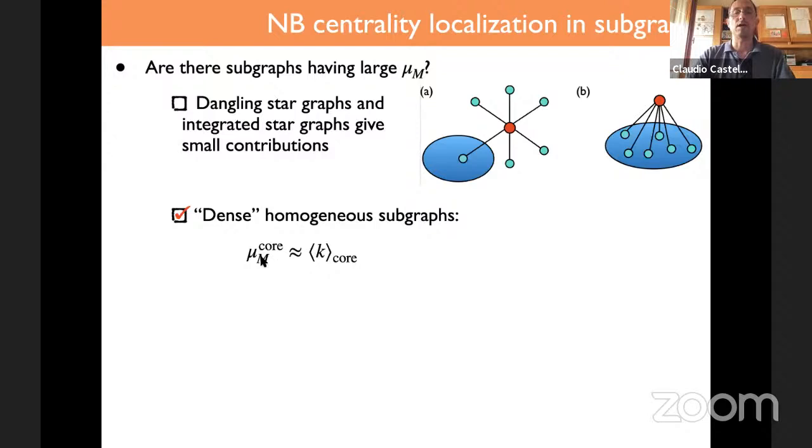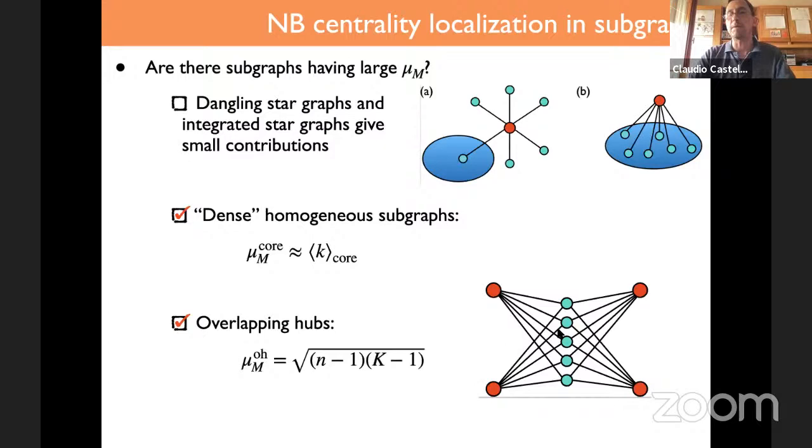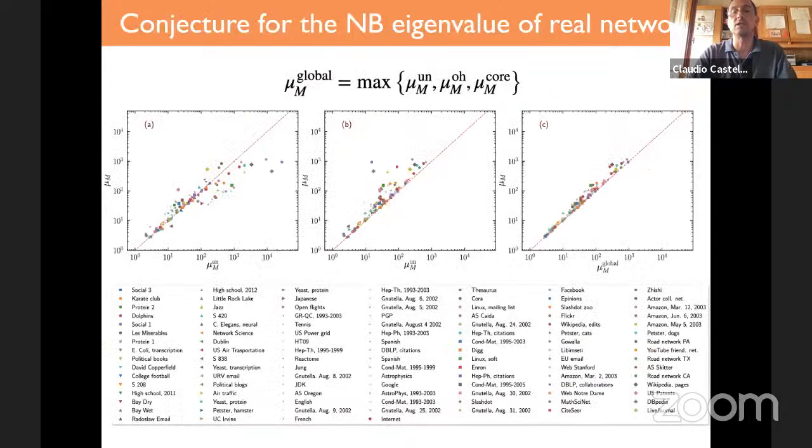Once again, dense homogeneous subgraphs, the maximum k-core, and also these so-called overlapping hubs or complete bipartite graphs, which may occur in real networks. And if you write a generalized prediction, you say that the largest eigenvalue is given by either the expression for uncorrelated networks, or for these overlapping hubs, or for the maximum k-core.